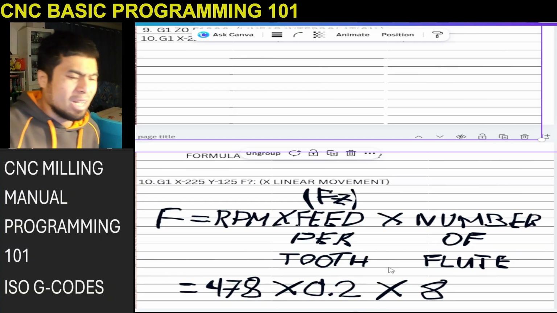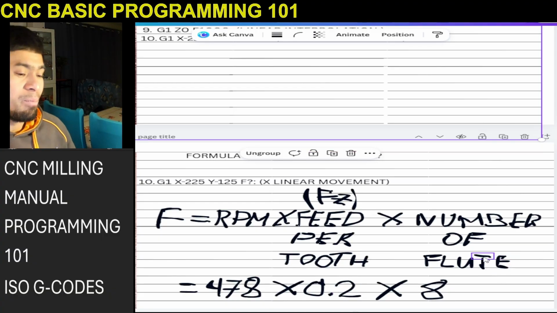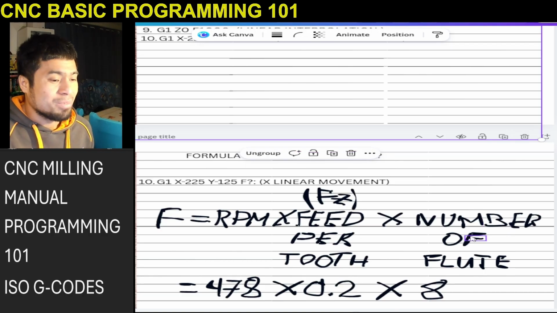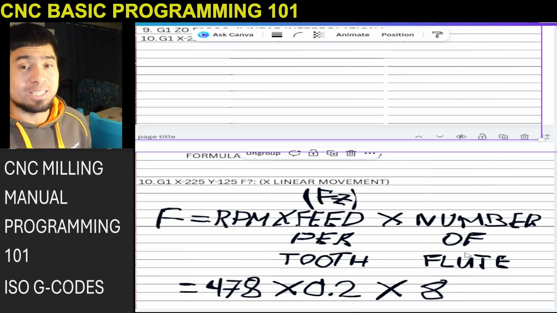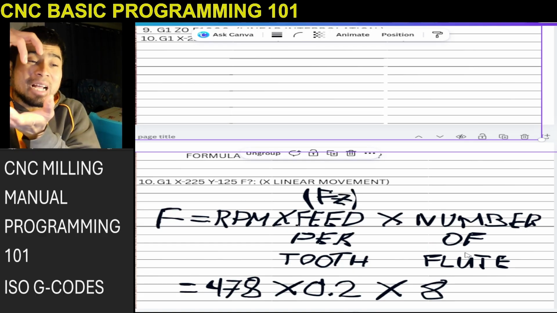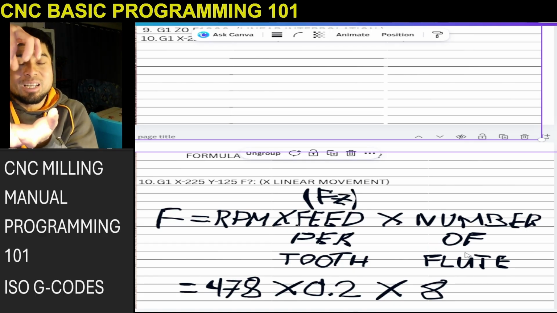Okay. And the number of flute. What is the number of flute? The number of flute is equal to the number of sides or the number of inserts you have in your face mill cutter. Imagine you have this face mill cutter.